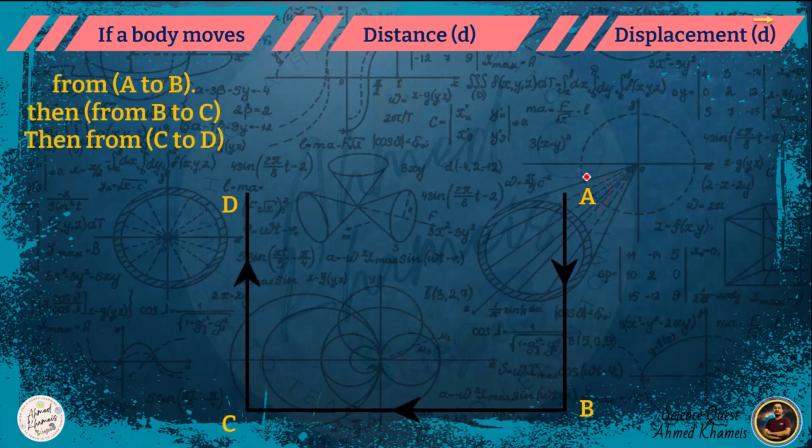If the body moves from A to B, from B to C, and from C to D, the distance will equal the length from A to B plus the length from B to C plus the length from C to D. And the displacement will equal the length of the straight line from A to D in the west direction.